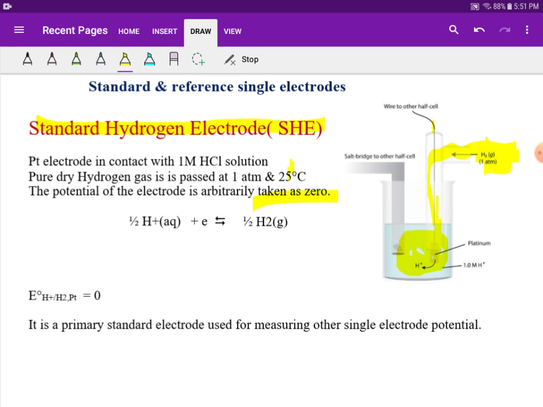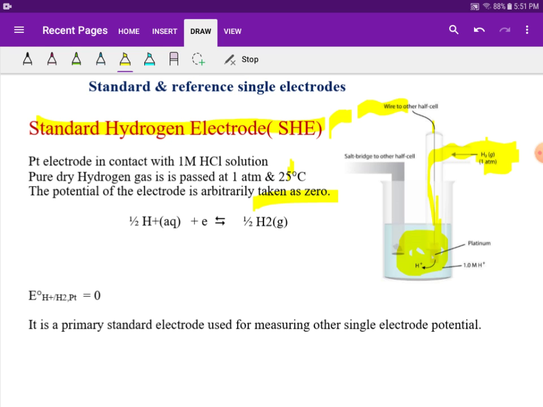So, a hydrogen electrode becomes a standard hydrogen electrode, SHE, if the hydrochloric acid concentration is 1 molar, the hydrogen gas is at a pressure of 1 atmosphere, and the temperature is 25 degrees Celsius, and its potential is always arbitrarily taken as 0. Hence, it is called a primary standard electrode used for measuring all other single electrode potentials.